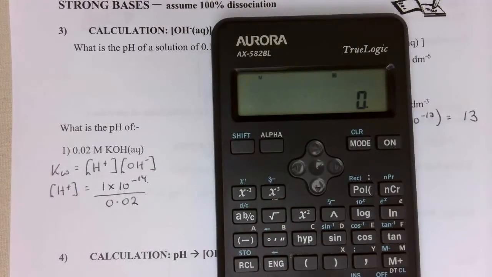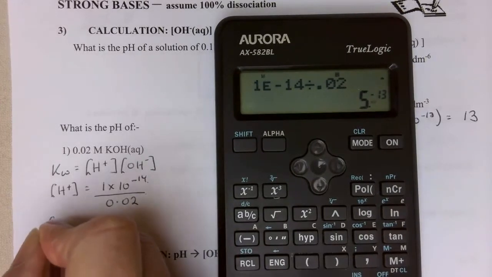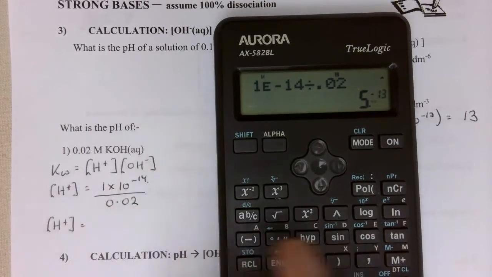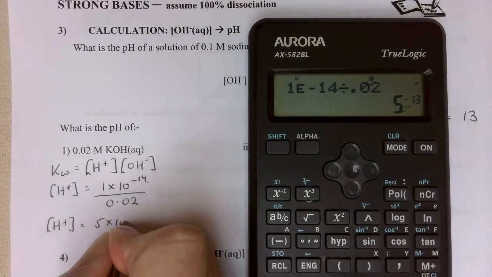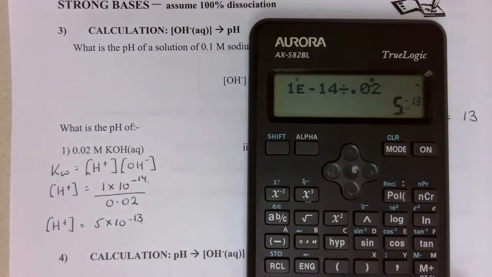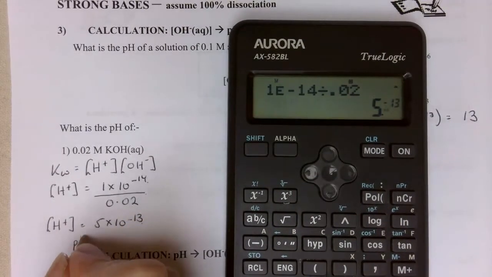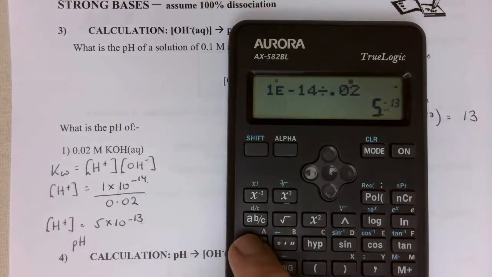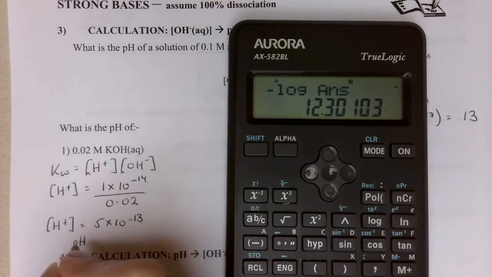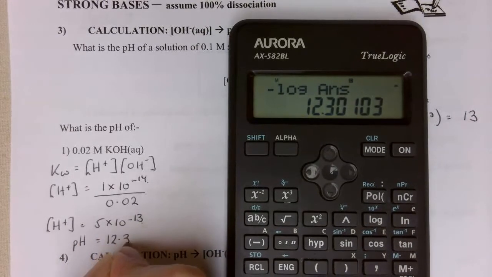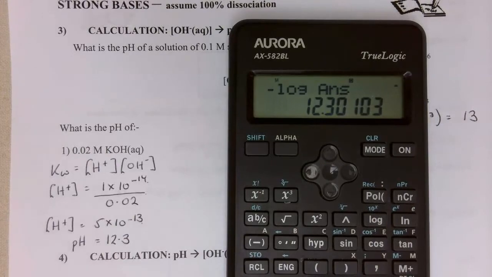I'm just going to do that on my calculator. So it's 1 times 10 to the minus 14 divided by 0.02, and we get the concentration of the hydrogen ions equaling 5 times 10 to the minus 13. And again, I can do the pH of that. So pH is minus log of that number, my answer, and I get 12.3, and that's my pH.